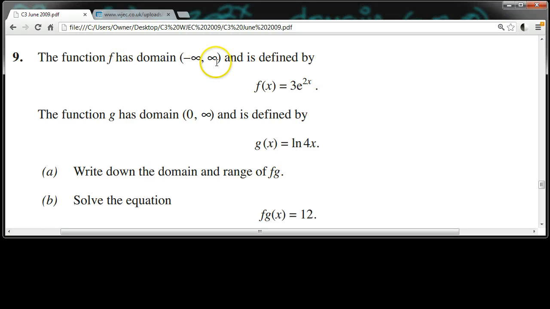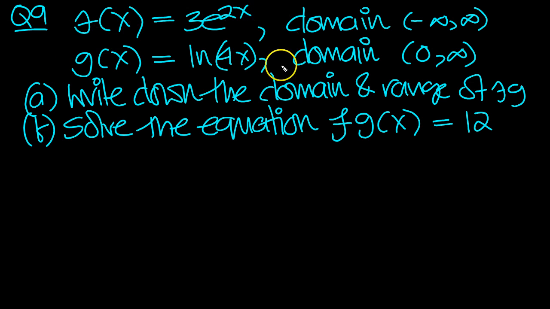We've got a function f with domain defined by this value, and g with domain defined by this value. Write down the domain and range of f of g, and solve the equation f of g of x equals 12. So I've summarized everything here. Let's have a look at it then.